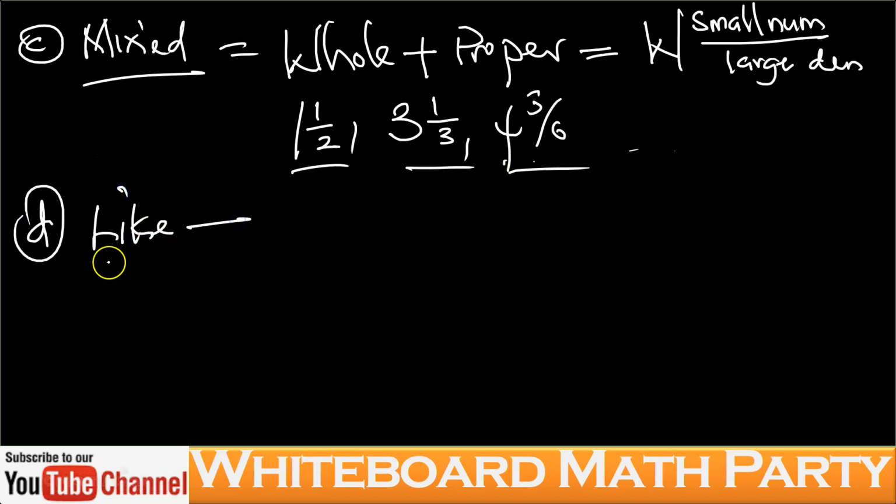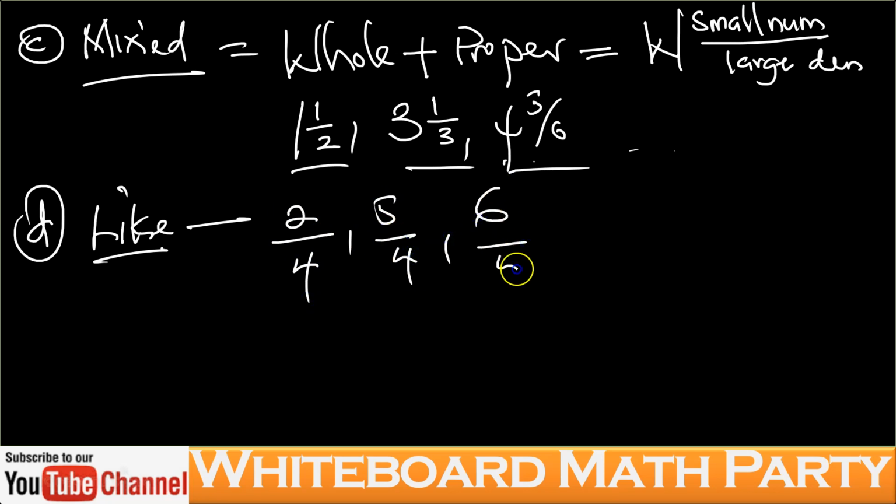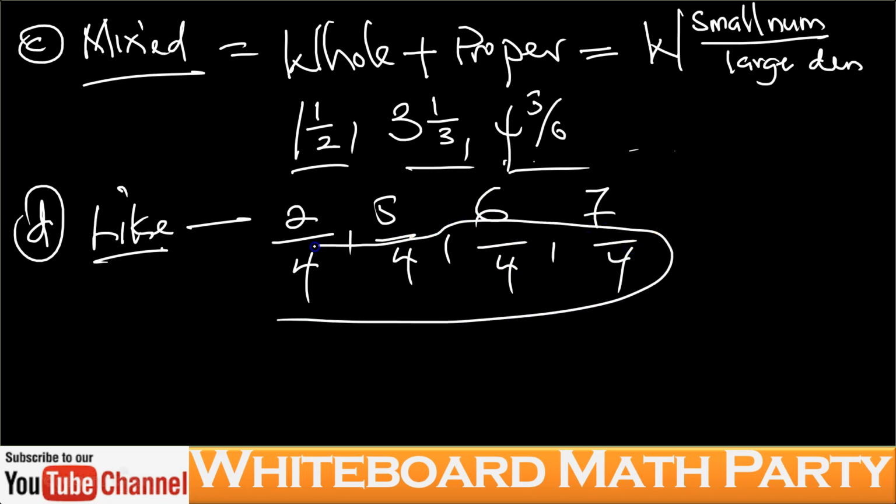Now, when we say a fraction and another fraction are like fractions, they are 2 or more fractions with the same denominator. Take, for example, fractions like 2 over 4, 5 over 4, 6 over 4, and 7 over 4. Notice something very common with this. All their denominators are the same. They have 4 as the denominator. That is what makes them like fractions. It's as simple as that. It can be proper fraction or improper fraction. The most important thing is that the denominators are the same.